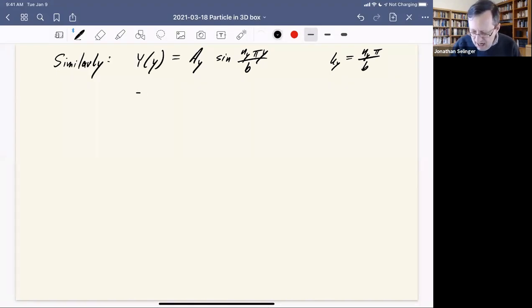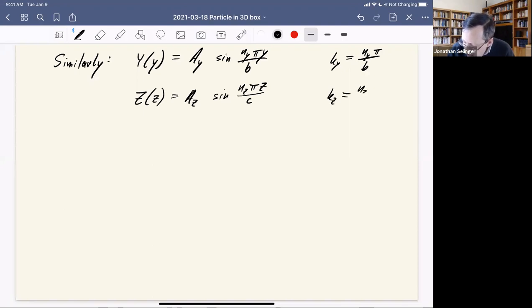And the same thing has to work for the z function. That is, it's some a sub z sine n sub z pi z over c, because that's the system size in the z direction. So the constant k sub z is n sub z pi over c. Okay, so let's now put the pieces together.